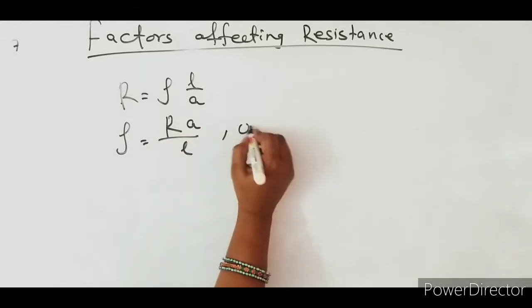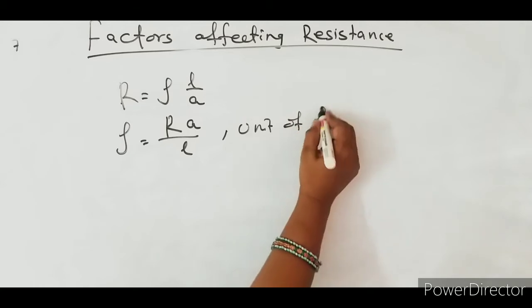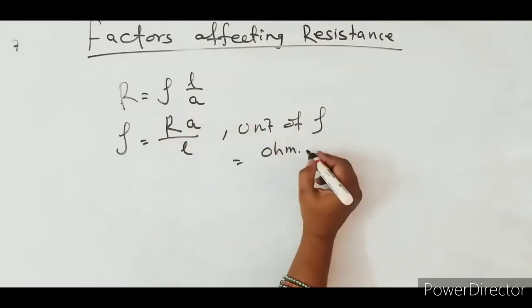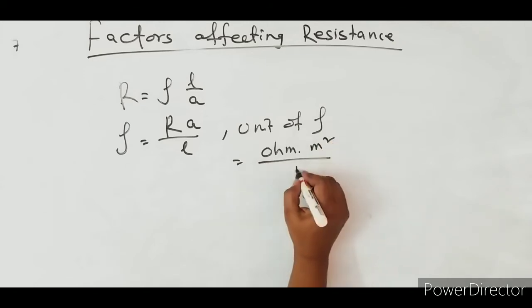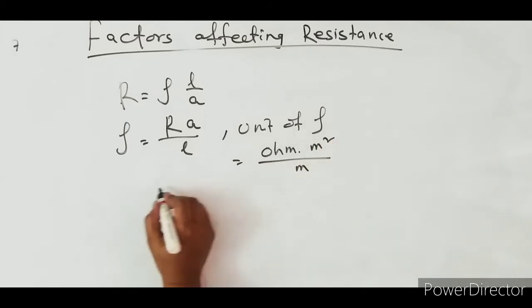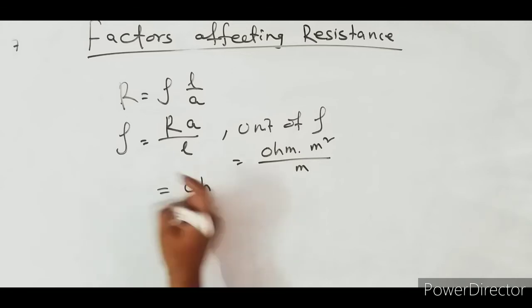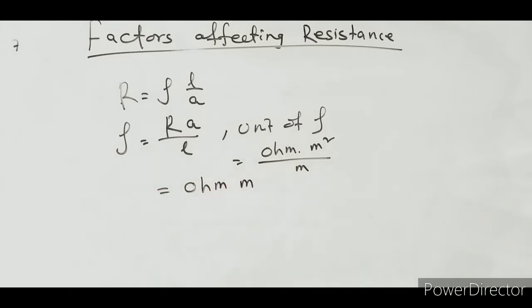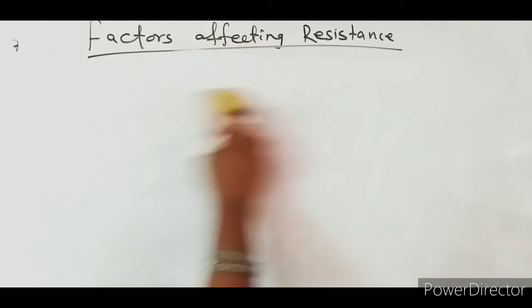So what will be the unit of rho? R is ohm, A is meter square, and L is meter. So rho equals ohm meter. And one important thing is that the specific resistance of the body does not depend upon the shape and size of the body.